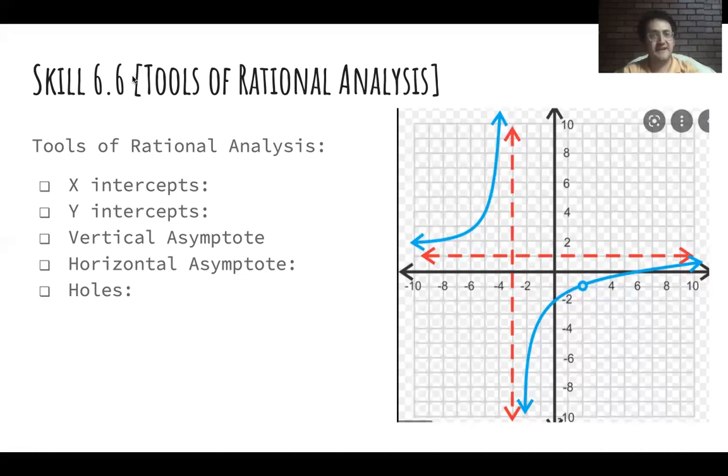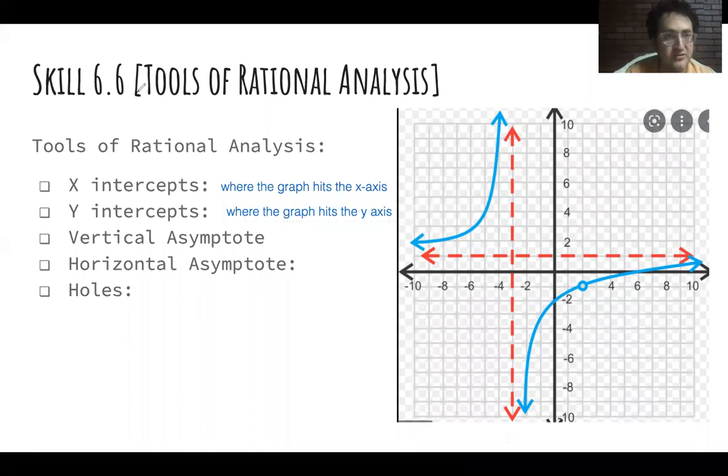One of the first tools is looking at where we have x and y intercepts. And it's just like in linear and quadratic situations. X-intercepts are where the graph hits the x-axis. And then the y-intercept is where the graph hits the y-axis. And we're just going to go and put those.